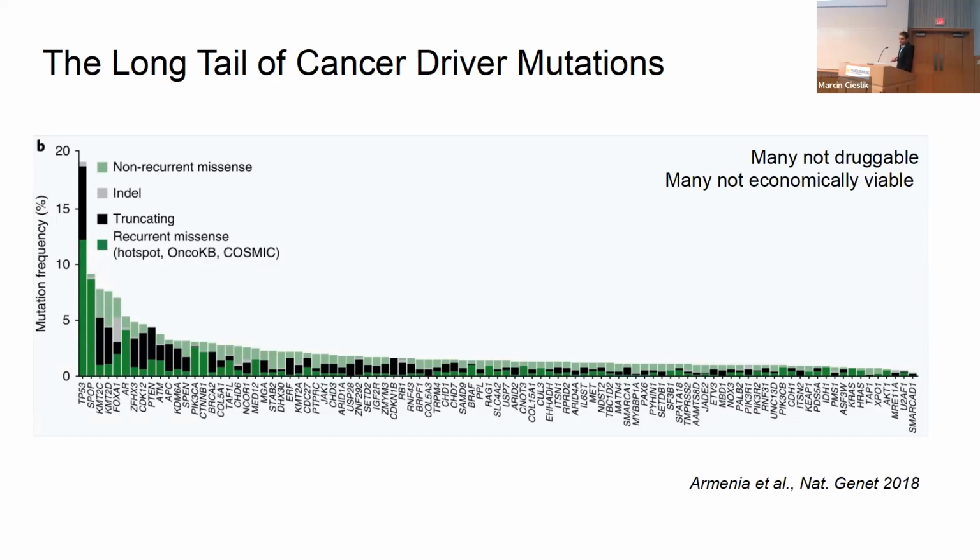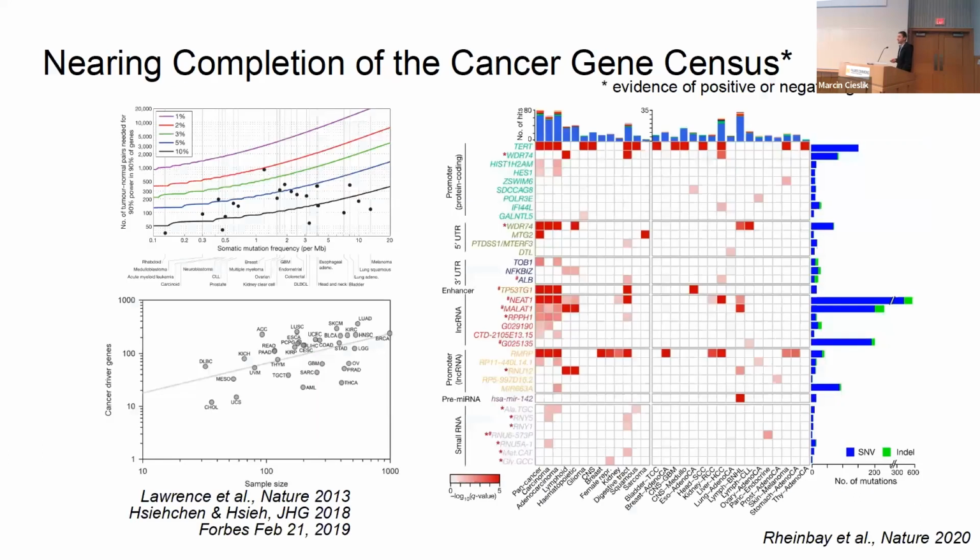Also, many of those genes, despite being recurrently mutated, are not druggable, at least not by the current mechanisms by which we develop targeted therapies. So some might argue, well, haven't we maybe not discovered yet all of the cancer driver genes? If we sequenced more, maybe we would find some more. And there have been many good studies, essentially power calculations of sorts, which try to estimate how much is left to be discovered.